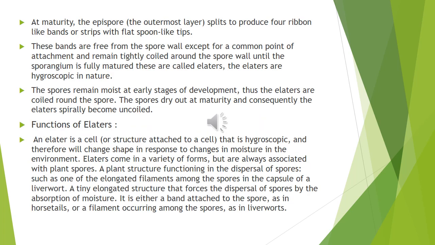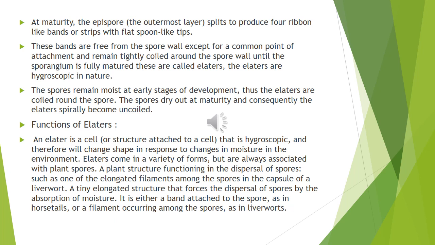At maturity, the epispore, the outermost layer, splits to produce four ribbon-like bands or strips with flat spoon-like tips. These bands are free from the spore wall except for a common point of attachment and remain tightly coiled around the spore wall until the sporangium is fully mature, and these are called elaters. The elaters are hygroscopic in nature. The spore remains moist at early stages of development, thus the elaters are spirally coiled around the spore. The spores dry out at maturity and consequently the elaters become uncoiled.